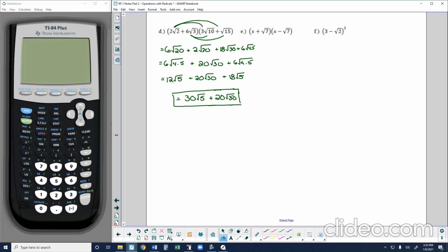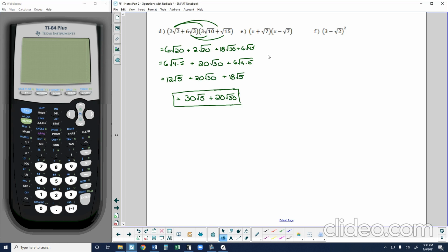Taking a look at C, C looks like a very similar problem, but it's actually considerably shorter, because what we may notice here is that these are two conjugates. Remember, we have a shortcut for multiplying conjugates. When you multiply conjugates, you take the difference of the two squares. So I can square the first term, x, then subtract the square of the second term, the square of the square root of 7. This simplifies nicely, so x squared minus 7 would be our final answer there.